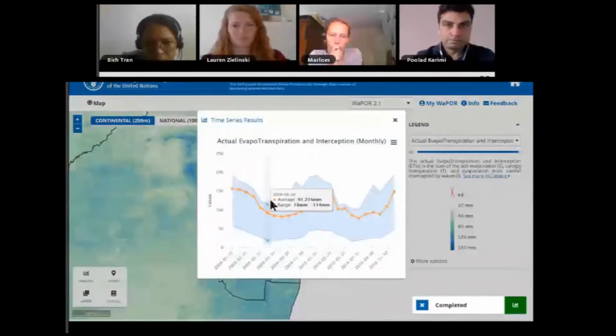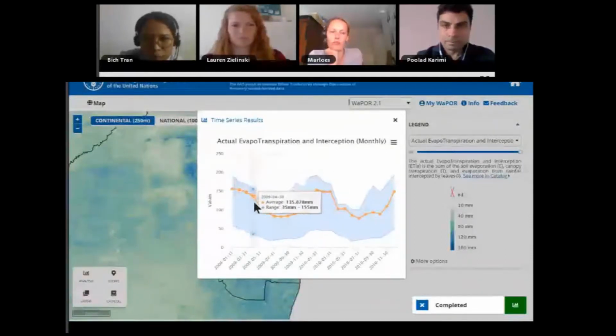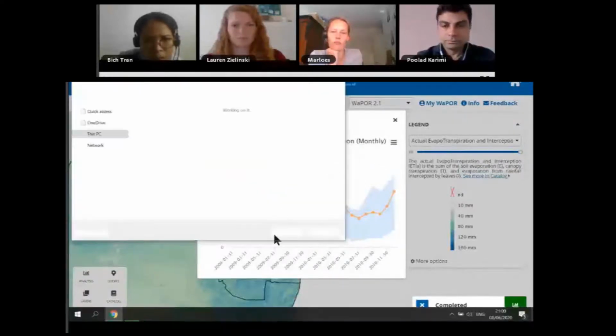Here you will receive the time series data for the area, so there will be 3 values, average, and a range from minimum to maximum. Similarly, you can click on the button next to the plot to save CSV file.